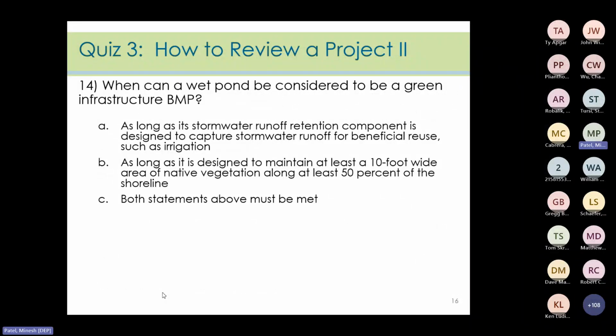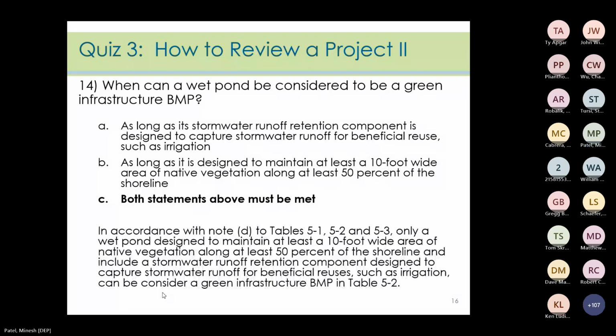Question 14, when can a wet pond be considered to be a green infrastructure BMP? And the answer here is C, both statements above must be met. So in accordance with note D to Tables 5-1, 5-2, and 5-3, only a wet pond designed to maintain at least a 10-foot wide area of native vegetation along at least 50% of the shoreline and include a stormwater runoff retention component designed to capture stormwater runoff for beneficial reuses, such as irrigation, can be considered a GI BMP in Table 5-2.